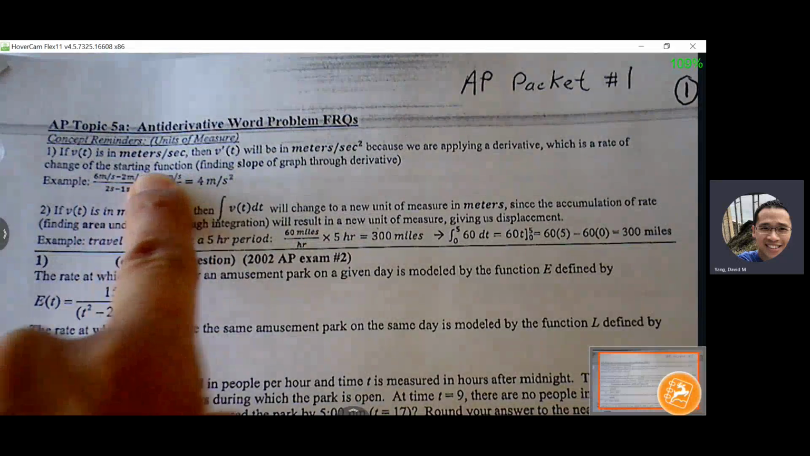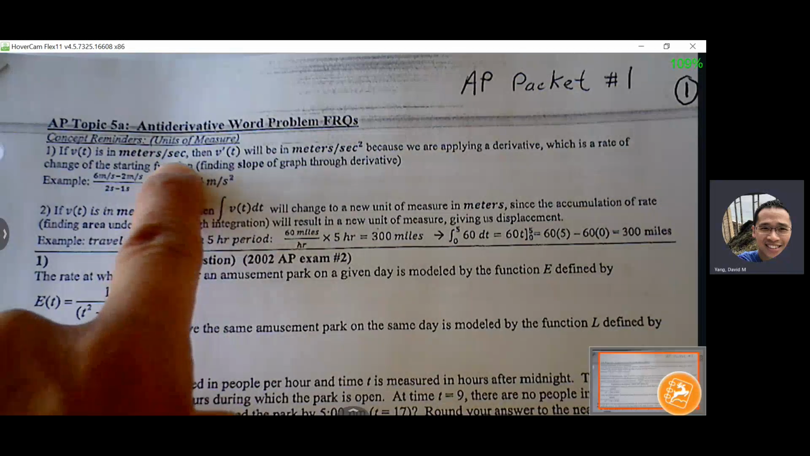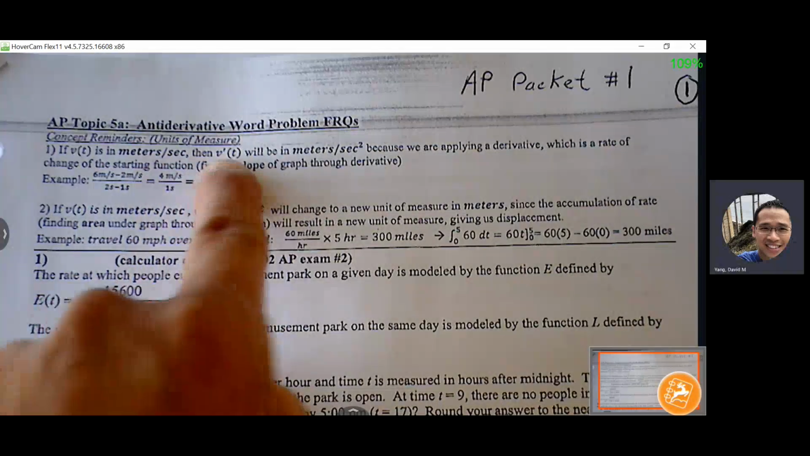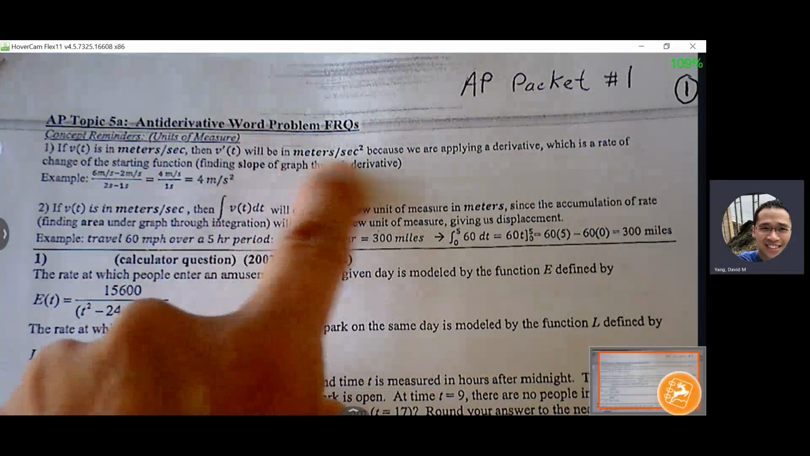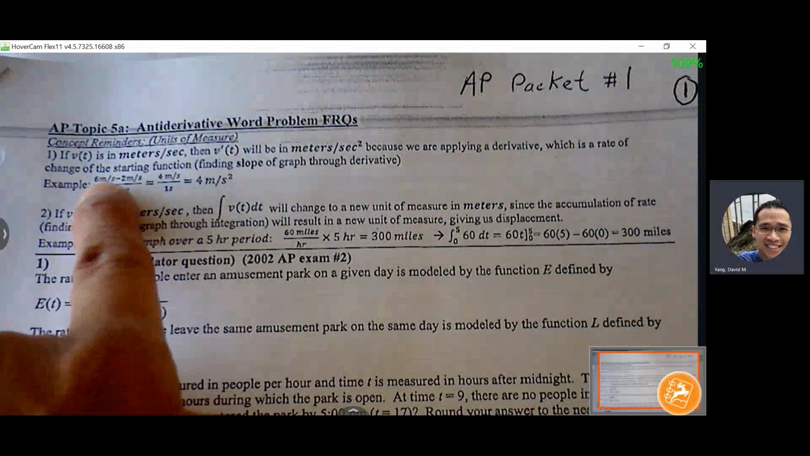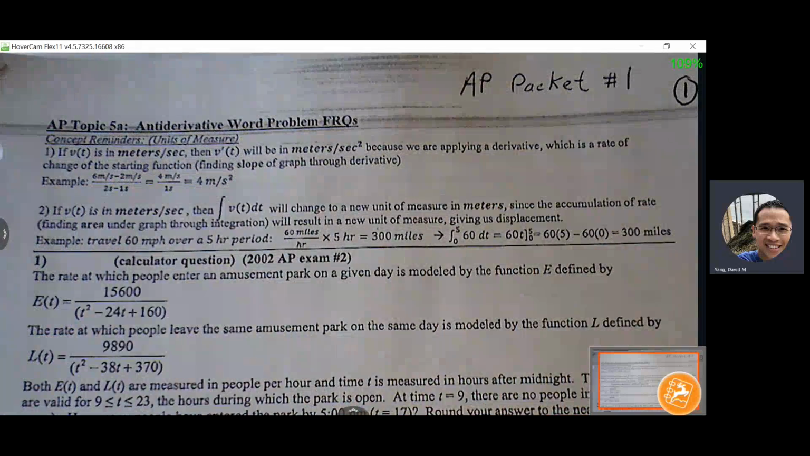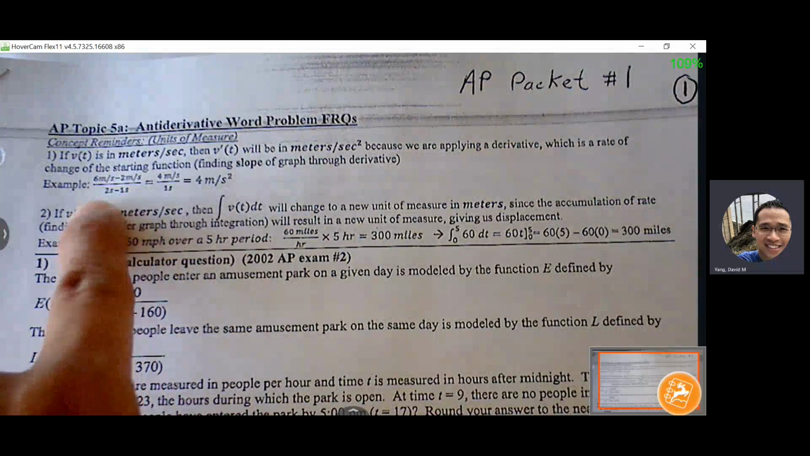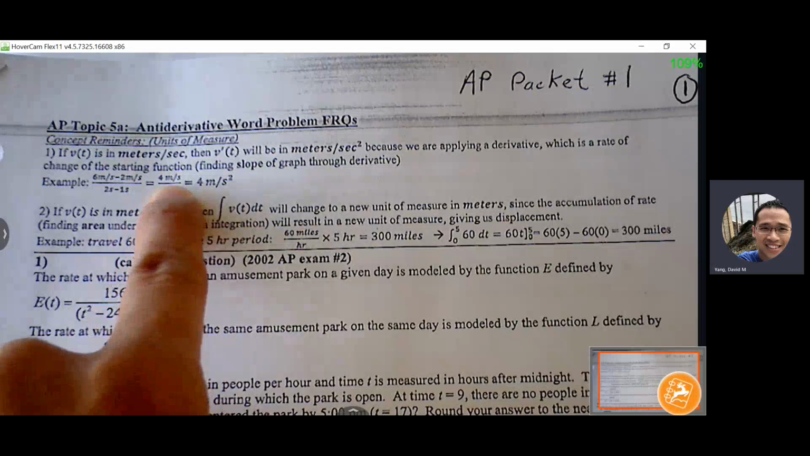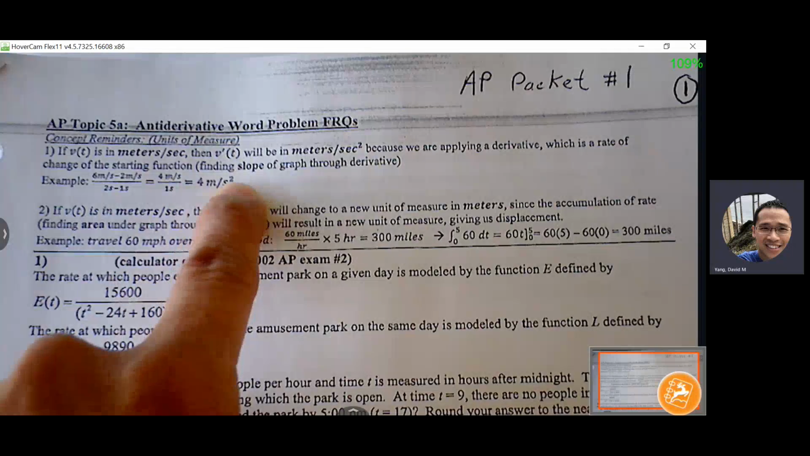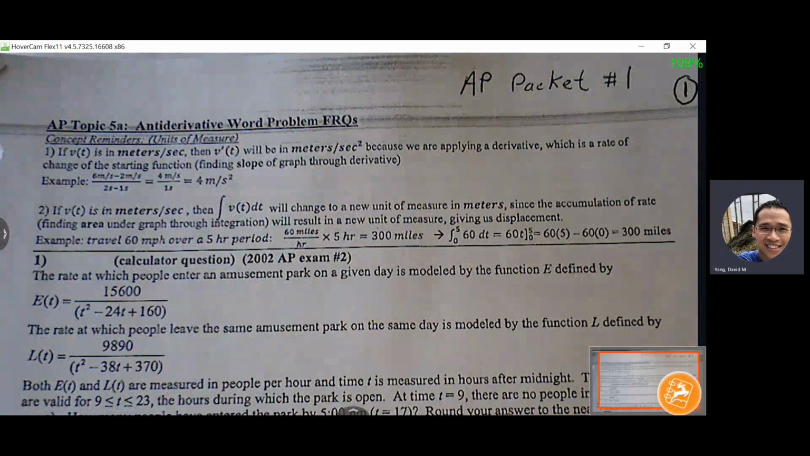Whenever you find a derivative, you're introducing more denominator rates, right? So if velocity is meters per second, then acceleration, which is v prime, will be meters per second squared, right? You're applying a derivative, which is a rate of change. And if you're finding slope, you're always doing a division to it, right? So if I do change in velocity over change in time, that's going to give me velocity over time, which is meters per second per second, meters per second squared. So you're always adding more units to the denominator each time you find the derivative or each time you do the rate.